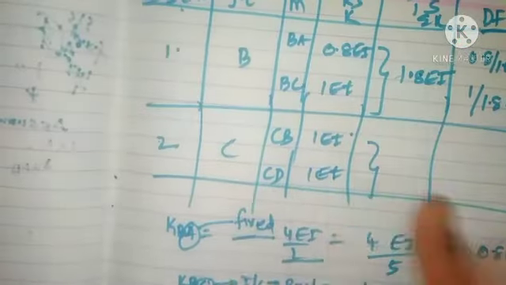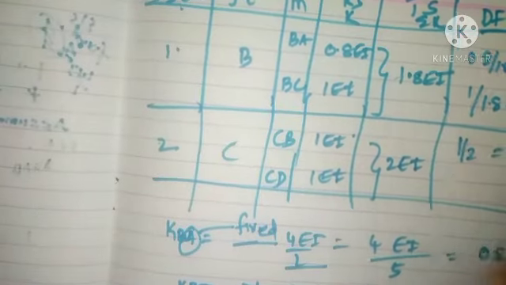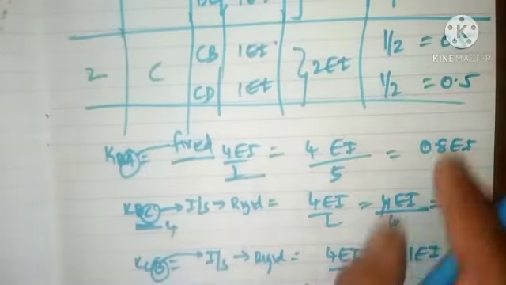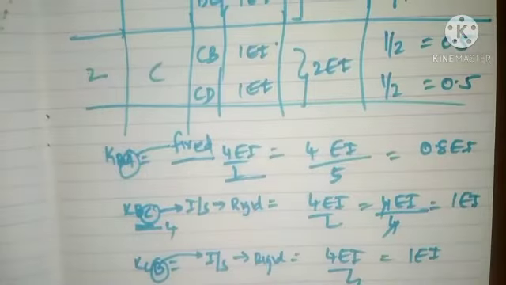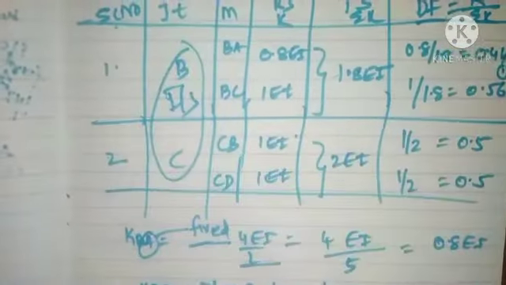Total value will come to 2 EI, and the distribution factor will be 1 divided by 2, which is 0.5, and 1 divided by 2, again 0.5. So these are the distribution factors for KCB and KCD. This completes the distribution factor for B and C. B and C are intermediate supports, so you have calculated the distribution factor for the intermediate supports.